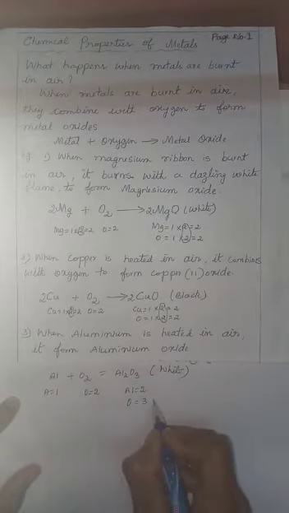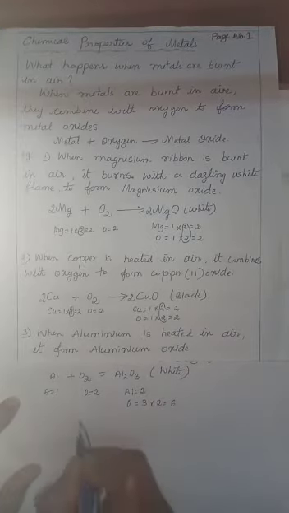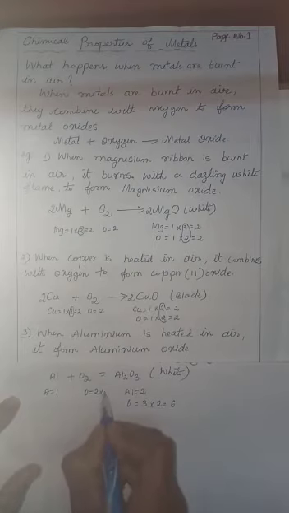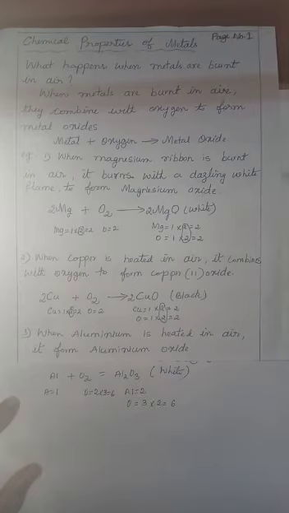To balance the number of oxygen atoms, you have to multiply by 3. 3 2s are 6. Here it is 2. If you multiply by 3, you will get 6. Now oxygen atoms are balanced.